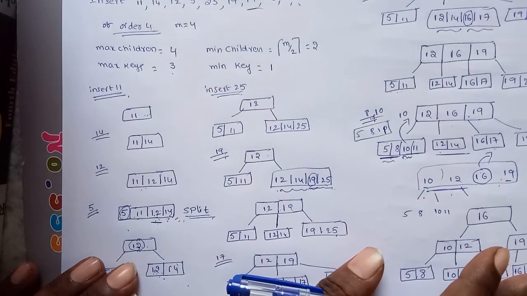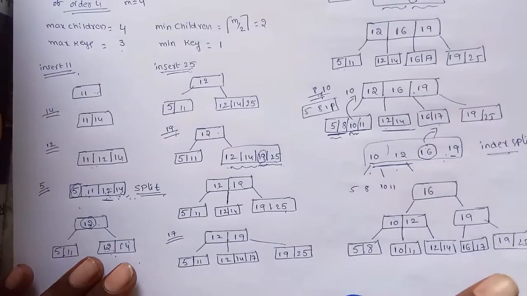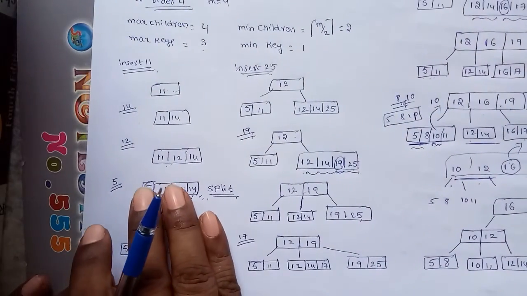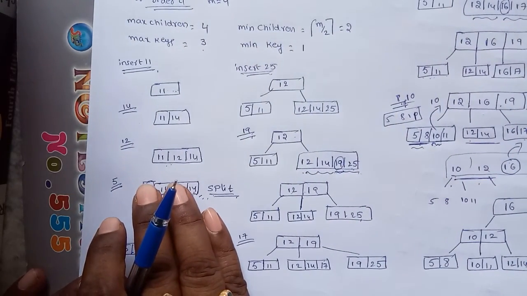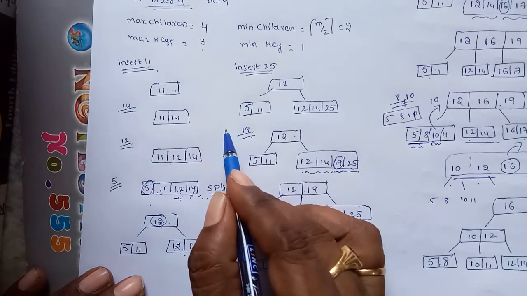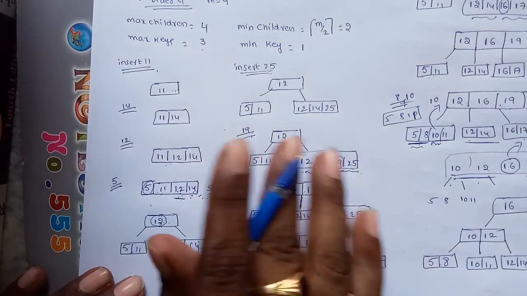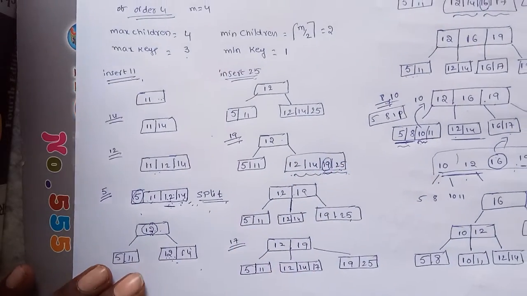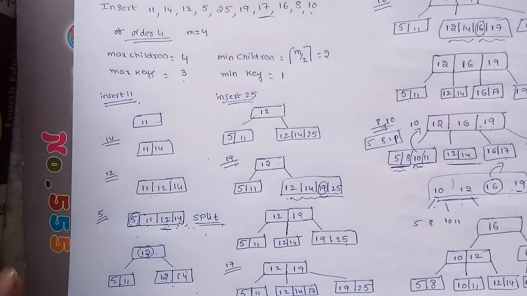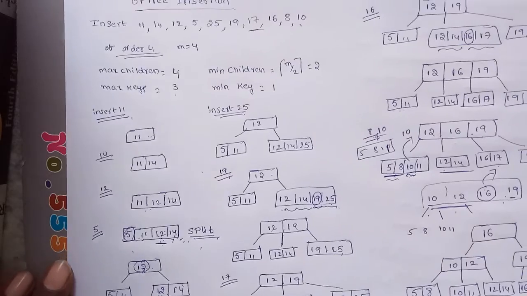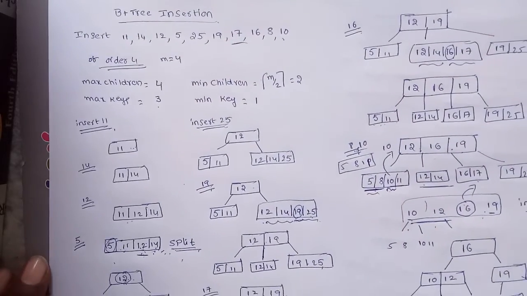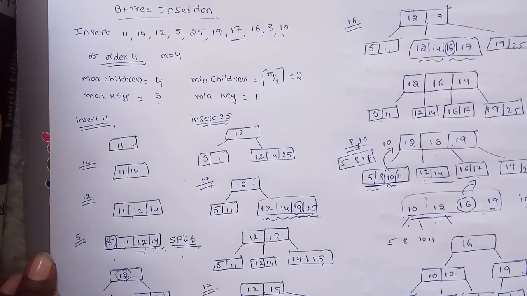In simple terms, except the leaf node, the remaining entire levels are similar to B trees. The leaf node split operation only changes, and the entire operation from root node to last level except the leaf level is similar to B trees. This is B plus tree insertion of order 4. Next we will discuss deletion operation of B plus trees. Thank you.